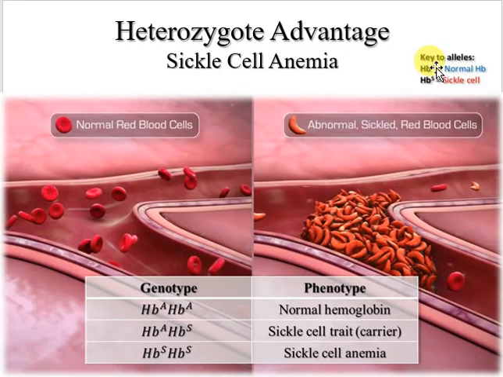Heterozygote advantage refers to some sort of advantage that is carried by the carriers of some sort of disease or genetic condition. A prime example being sickle cell anemia. So here the carriers have a higher survival rate, which allows the gene to be maintained in the gene pool, so that maintains that polymorph.